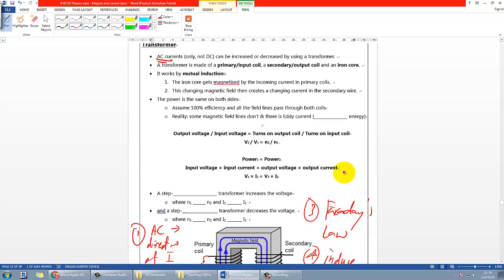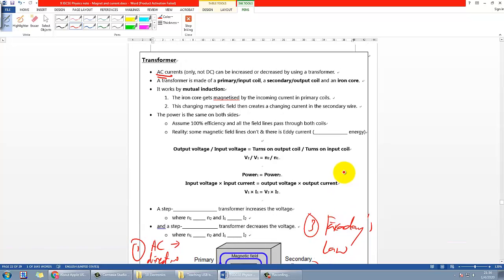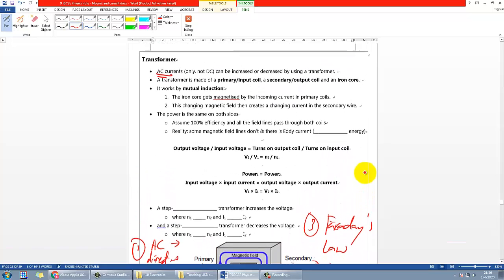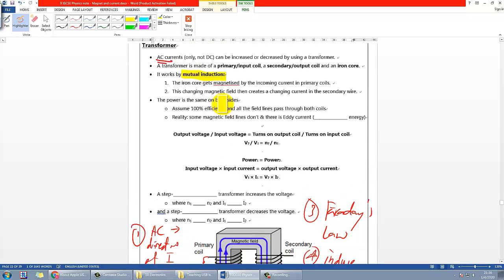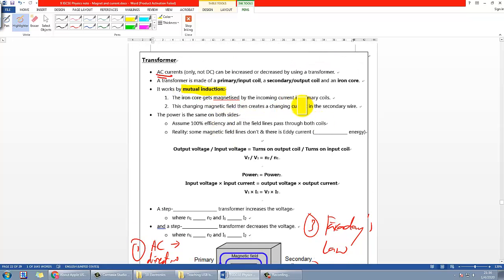So this is the basic working principle of the transformer step by step, which usually you need to write like this in the exam. And the whole process is called mutual induction. Okay. I think this is basically what I said here.